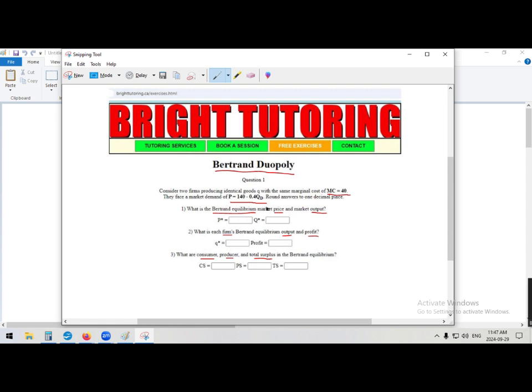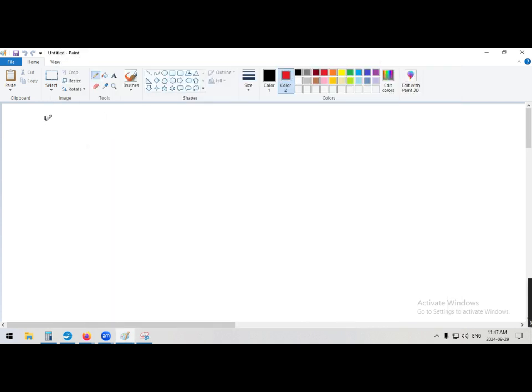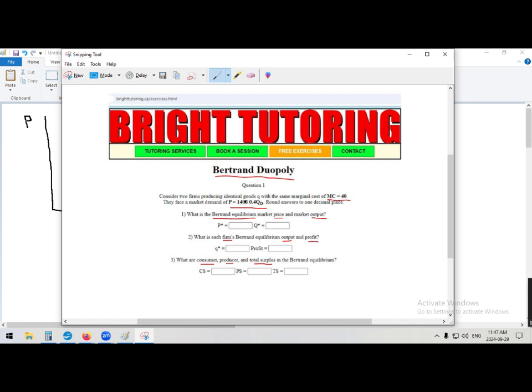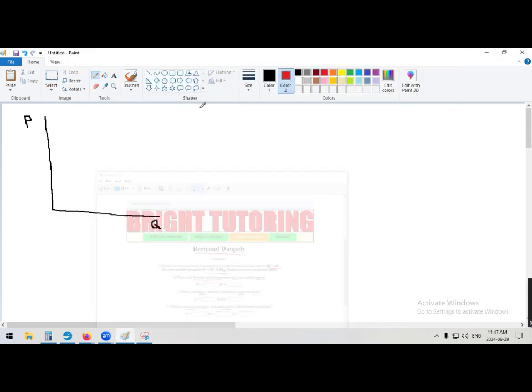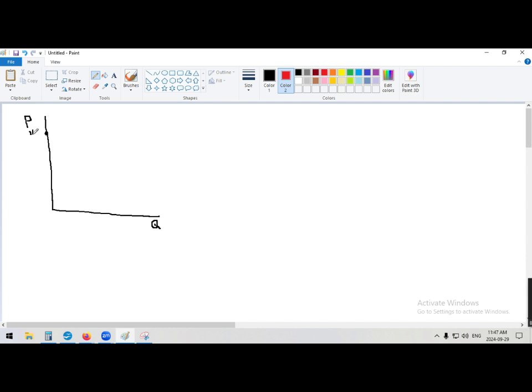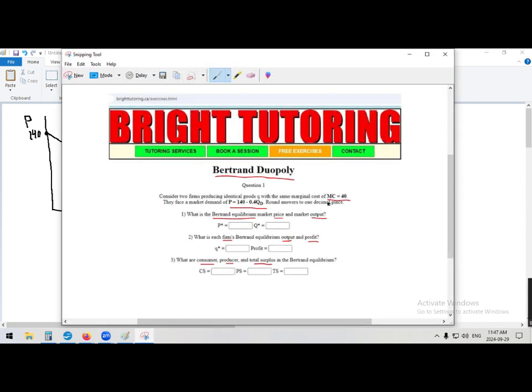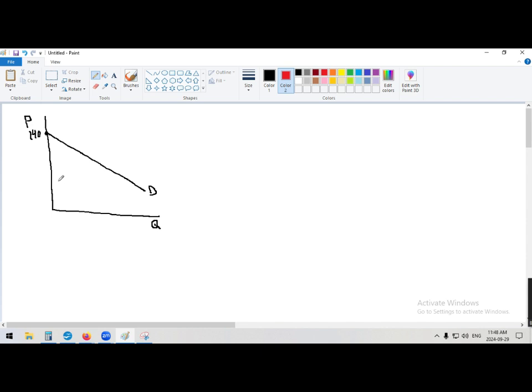So let's start off here by finding the market equilibrium by graphing out our question. So what we have here is market quantity, big Q, and the market price. And then if we look at the demand curve, we can see it starts at 140 and decreases from there. And then for marginal cost, we can see it's a flat line at the number 40. So that would be somewhere up around here.